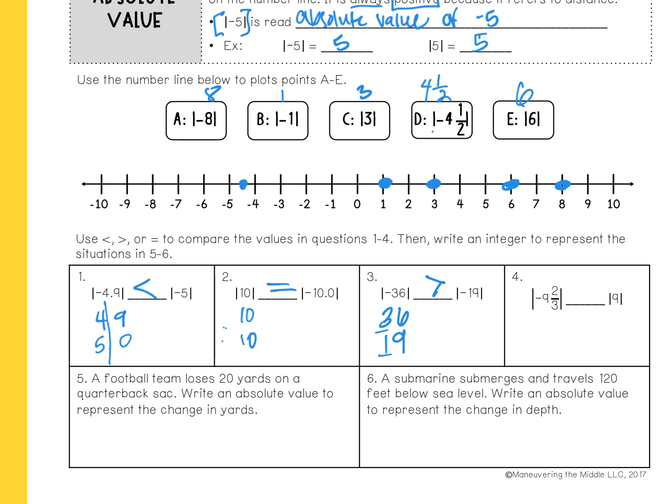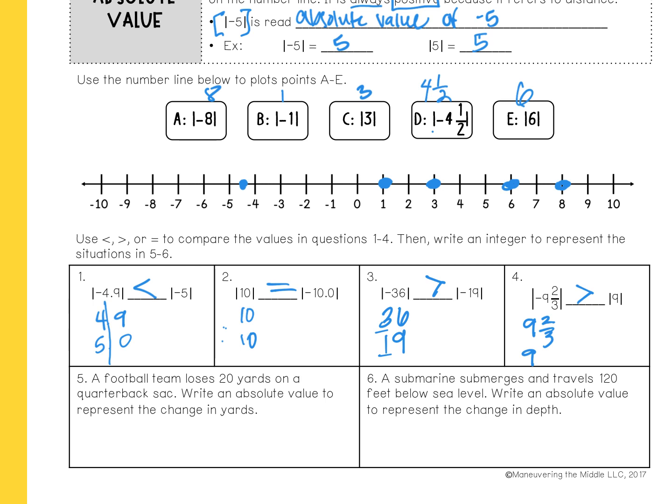Now we have the absolute value of negative 9 2/3 and the absolute value of 9. So when we look at these, we know that absolute value always has to be positive. So the absolute value of negative 9 2/3 is positive 9 2/3. And the absolute value of 9 is 9. So looking at these, I can tell that 9 2/3 is greater than 9. So the absolute value of negative 9 2/3 is greater than the absolute value of 9.